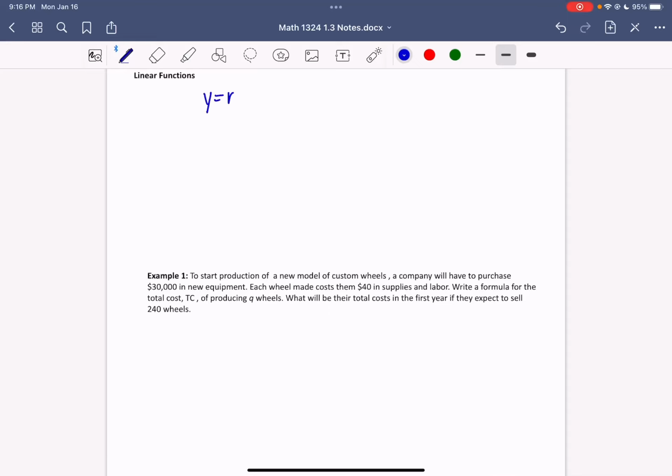Linear functions. When we're talking about a linear function, we're talking about the form of y equals mx plus b, where m represents your slope and b represents your y-intercept, or where it's crossing the y-axis. Now, just a reminder, when you're working with slope, this is the change in y over the change in x.